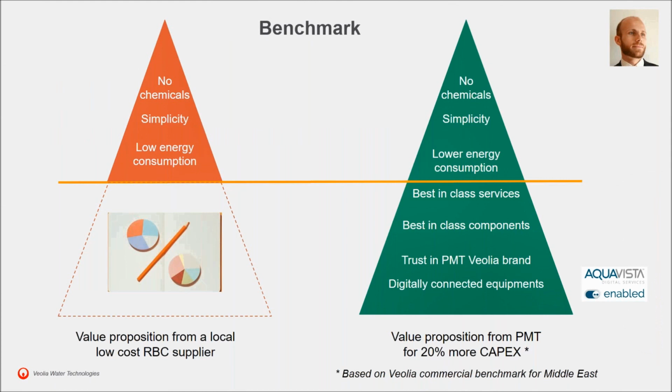Here, I would like to present briefly how we differentiate from our competitors. Like our competitors, we provide a simple product which requires no chemicals. However, thanks to our high-quality motors, our energy consumption is even lower. But what really makes the difference and has made us so successful in the Middle East is the quality of the components that we use, coupled with the capacity to offer expert services by a local Veolia team.